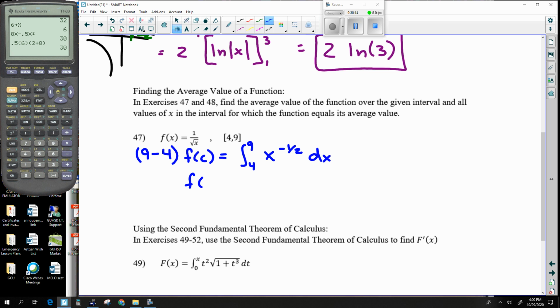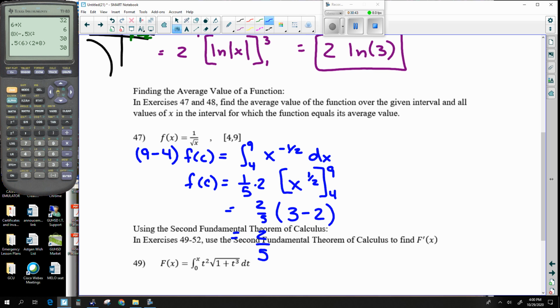All right, so this average value is going to be 1/5. This is x to the 1/2 multiplied by 2, evaluated from 4 to 9. So this is 2/5 times 3 minus 2, square root of 9 minus square root of 4. And so this average value is equal to 2/5.